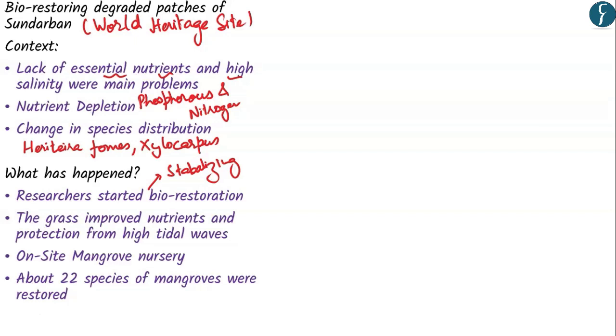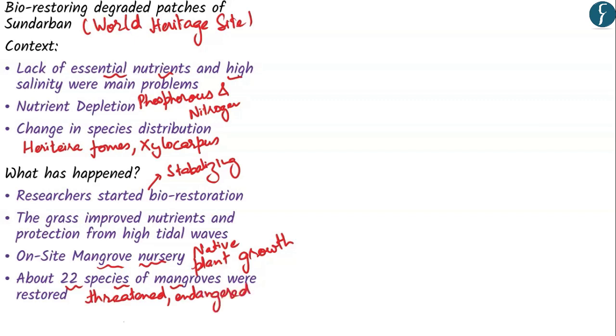The team also used native plant growth promoting bacteria to enrich the degraded land. The team also established an on-site mangrove nursery, and during each season collected mangrove buds and maintained them in the nursery till transplantation. About 22 species of mangroves were restored in the region, which included threatened, endangered, and vulnerable species.